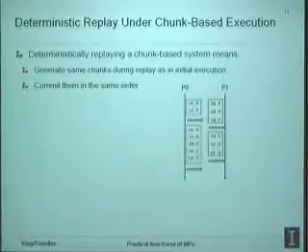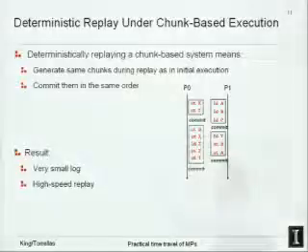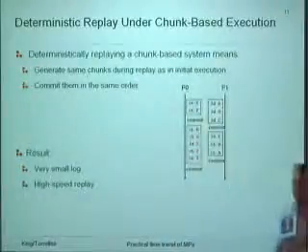How do you choose chunk boundaries? You would want to use them deterministically. For example, every n number of committed instructions would be a good design point, n being 1,000, 2,000 or so. The result of this is two major implications. One, the log is very small. Second, I can have very high speed replay.